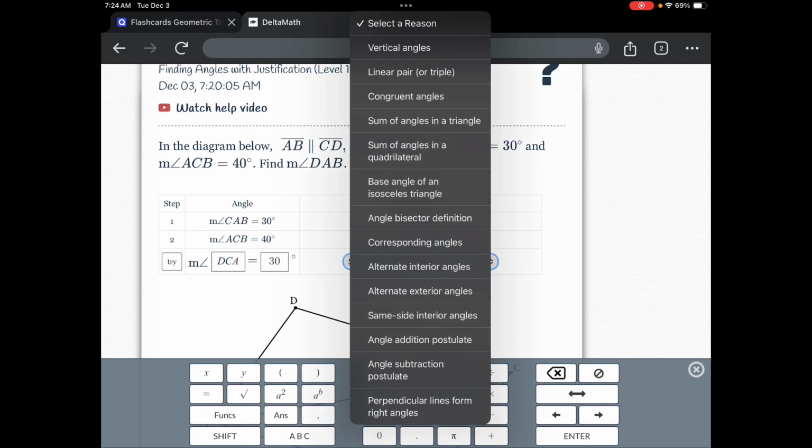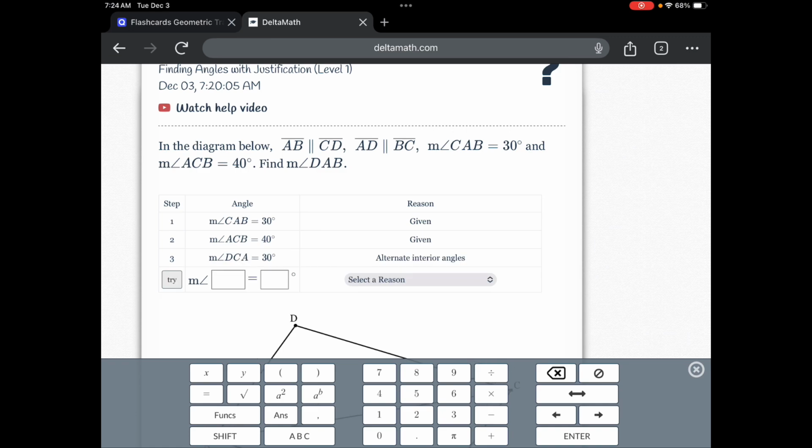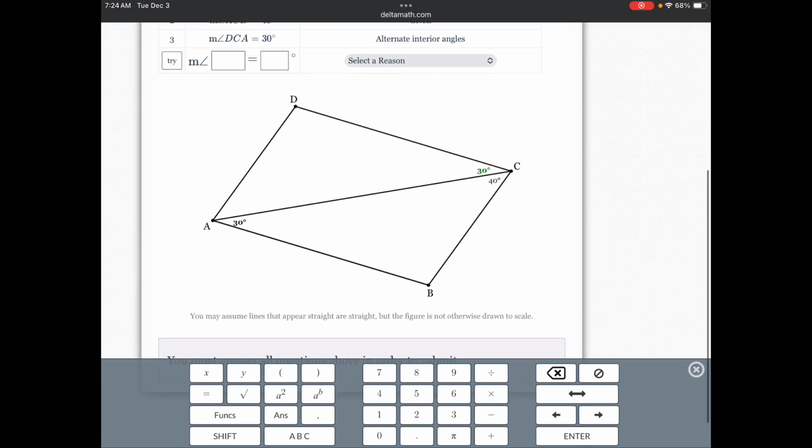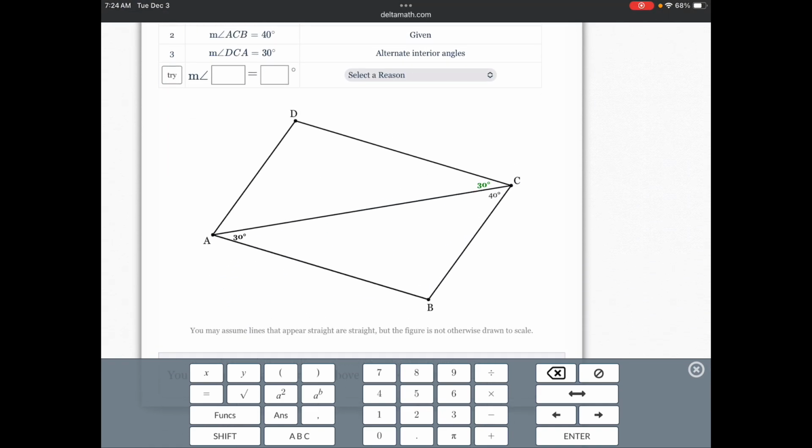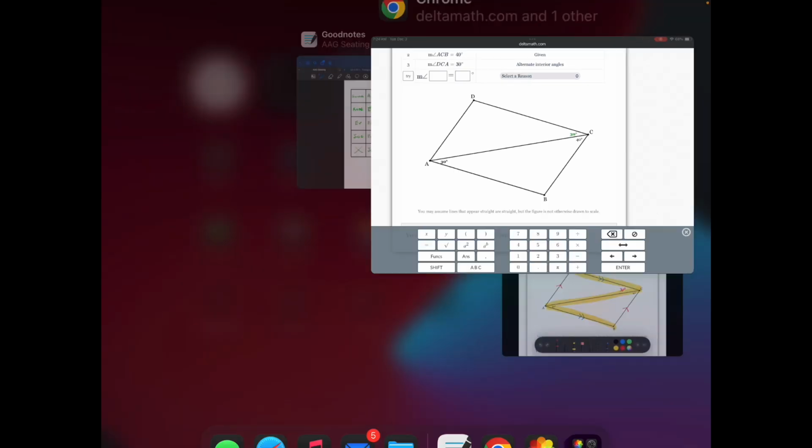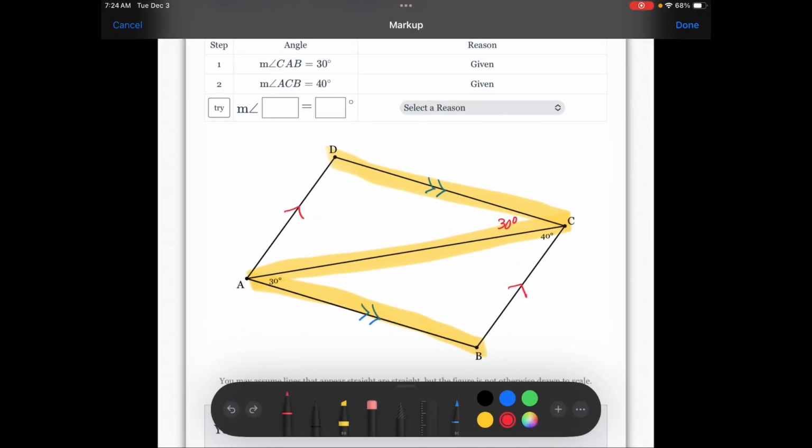And then I'm going to choose again for my reasons. Now, if you scroll all the way down, you start to see things like angle bisector. But here we go: corresponding, alternate interior, alternate exterior, all that stuff. I'm going to choose alternate interior and click try. And as you can see, they did now put my 30-degree angle in there. But I guess that would be an extra step here. I really didn't need that. I actually needed this angle here so I can add these two together and finish my proof.